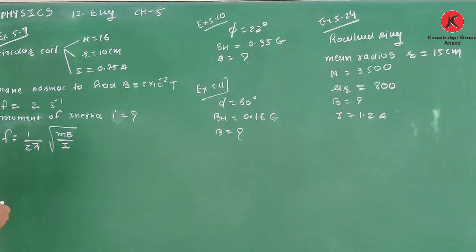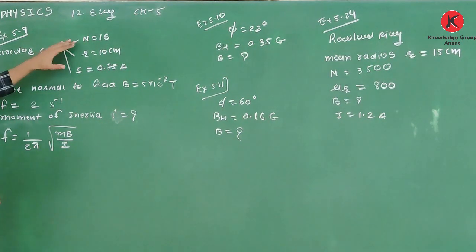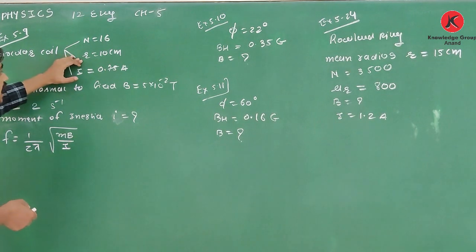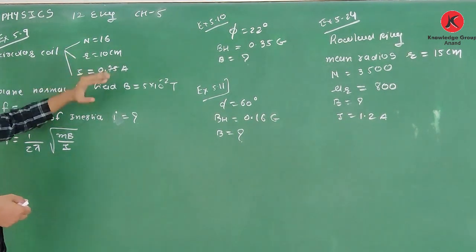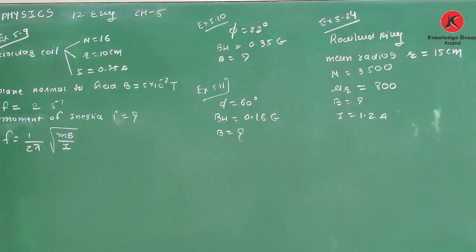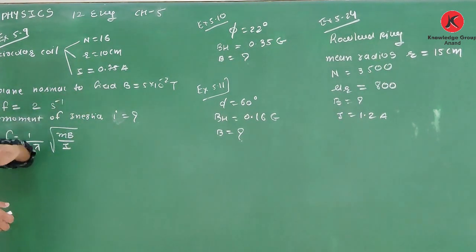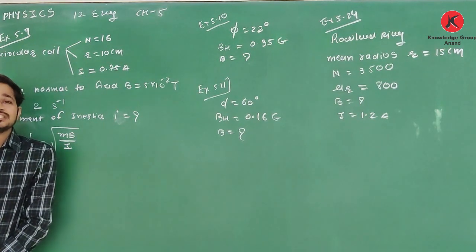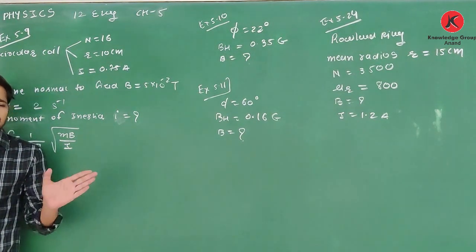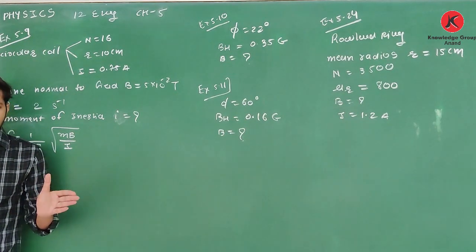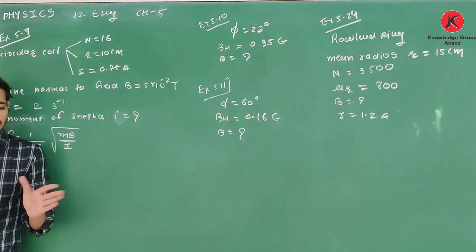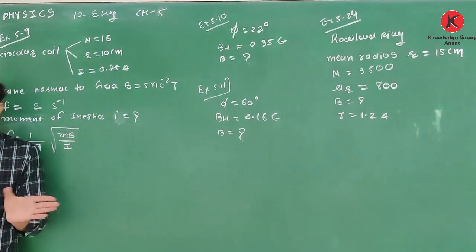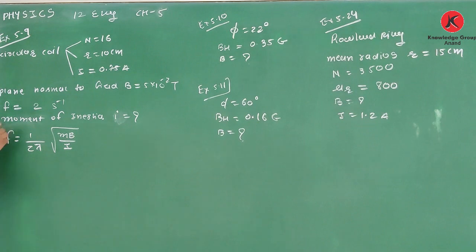See, one question, exercise 5.9. A circular coil having number of turns 16, radius r is equal to 10 centimeter, carrying current I is equal to 0.75 ampere, is placed such that its plane is normal to the magnetic field of 5 into 10 to minus 2 Tesla. It is placed normal to the field, means it makes angle 0, means it is in an equilibrium condition. So if from the equilibrium condition it is turned about its own position and released, then obviously it will perform simple harmonic motion with frequency f equal to 2 seconds. You have to find the moment of inertia.